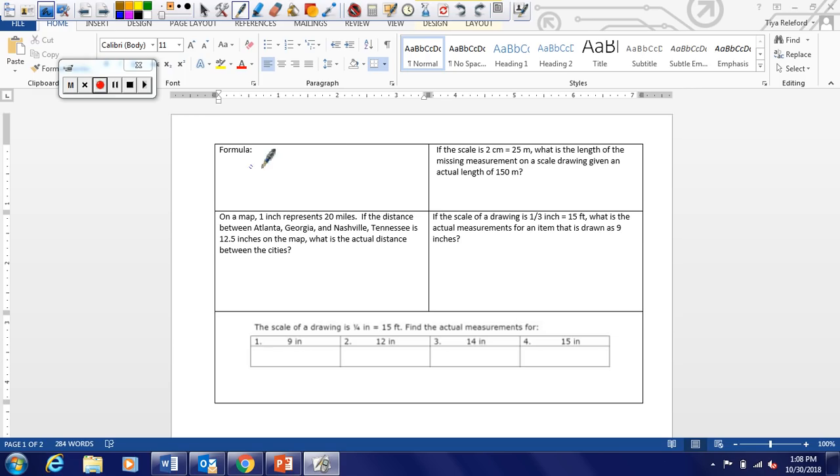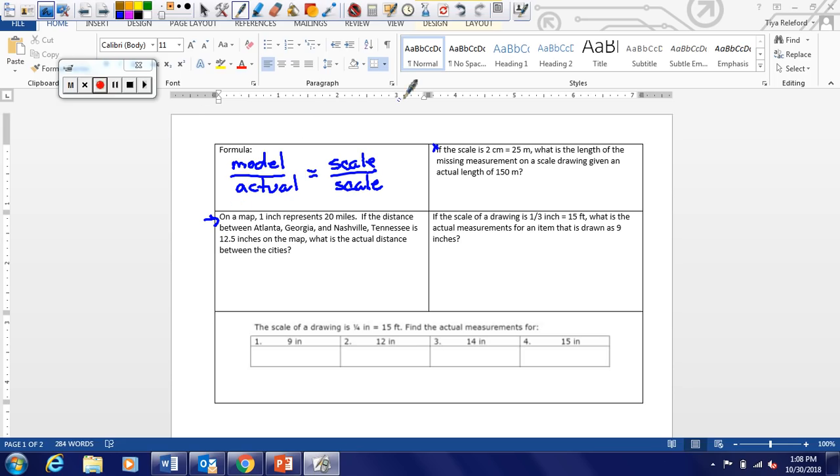So you filled out the formula and you worked this problem with your teacher. Your formula was model over actual, and then you said scale over here. You did this one with your teacher, so we're going to do this one together.